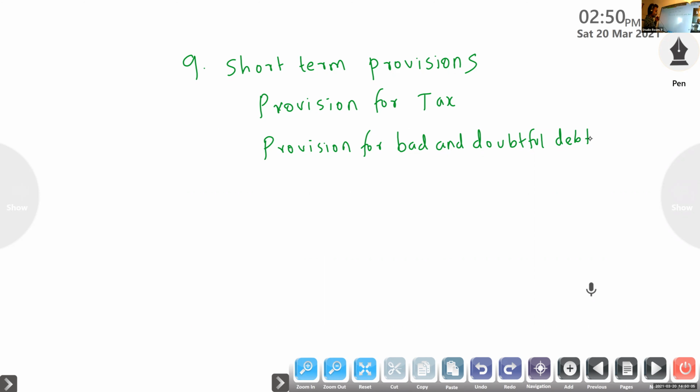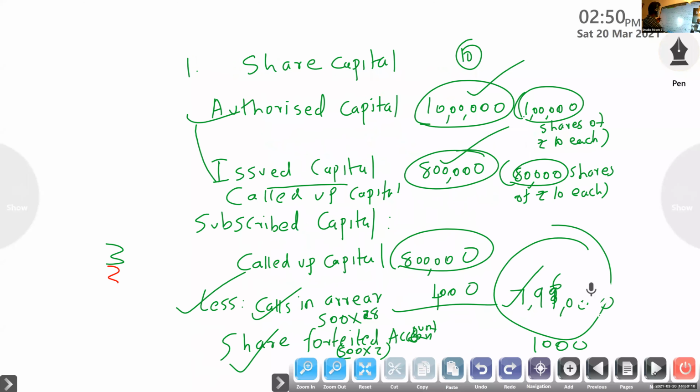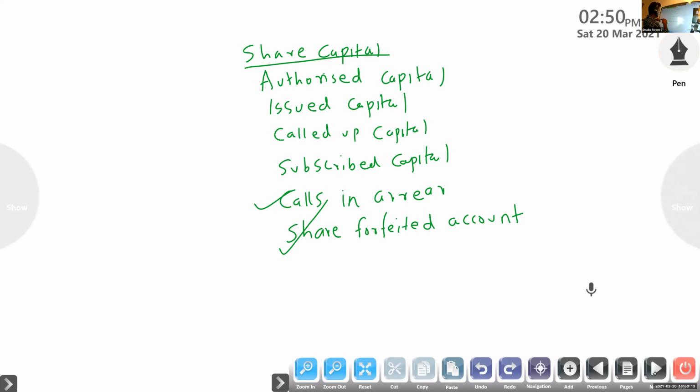Both the liabilities are over. Okay, just again I will tell. Under share capital: authorized capital, issued capital, subscribed capital, and paid up capital. Then calls in arrear, share forfeited. Calls in arrear, what are we doing? We are minusing, because that amount we won't get. Then share forfeited account: if we cancel the share, the amount already paid by the shareholder becomes the property of the company.